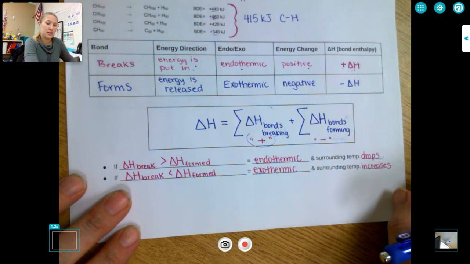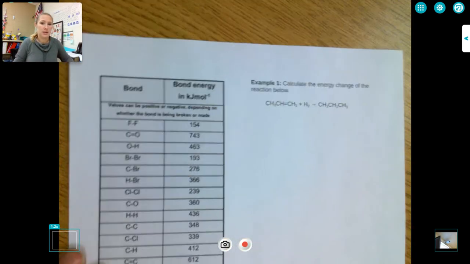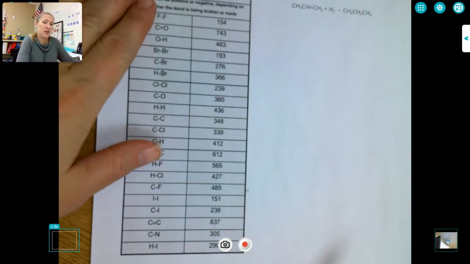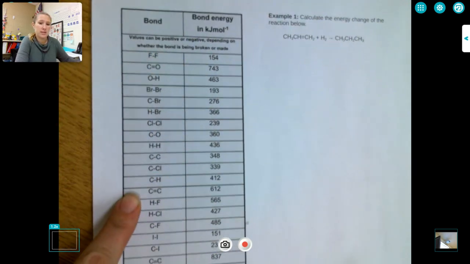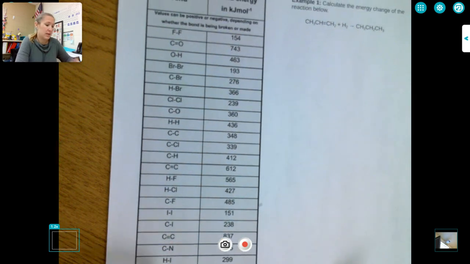All right, let's put this into practice. Here is a chart of a whole bunch of bond energies for various bonds that we can have.